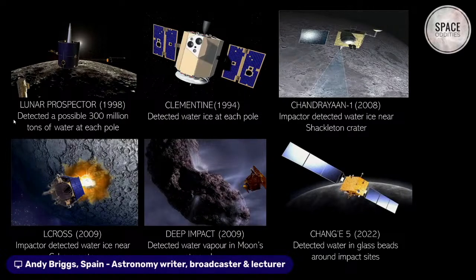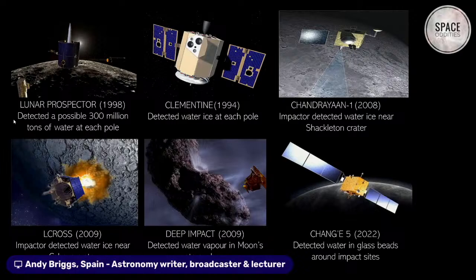Chandrayaan-1, the predecessor of Chandrayaan-3, which is hopefully going to land on the moon on Wednesday, was an impactor mission to slam an impactor into the moon, and it detected water ice near Shackleton crater. The LCROSS mission from NASA, again another impactor, detected water ice near Cabeus crater, another crater at the South Pole of the Moon. The Deep Impact mission, you may remember, NASA's wonderful mission to ram a probe or an impactor into an asteroid, and that was in 2009.